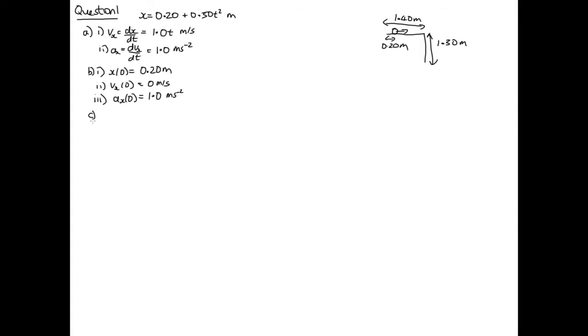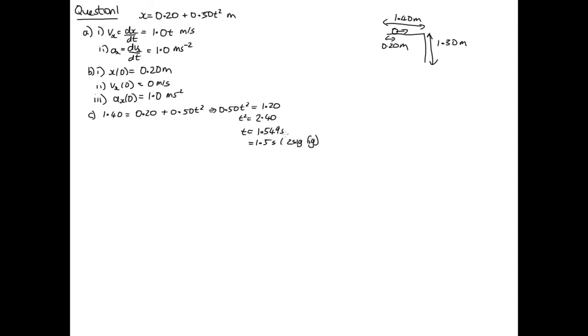And then part C says, at what time does the car fall off the right-hand side of the bench? So we want to know at what time is x equal to 1.40, because the end of the bench is at 1.40. So we've got 1.40 is equal to 0.20 plus 0.50 t squared. And so we're trying to solve this to get t. So this tells us that 0.50 t squared is equal to 1.4 minus 0.2, so that's 1.20. So t squared is equal to 1.2 divided by a half, or 1.2 times 2, so 2.40. And so solving this, t is equal to 1.549 seconds, and so this is equal to 1.5 seconds to two significant figures.